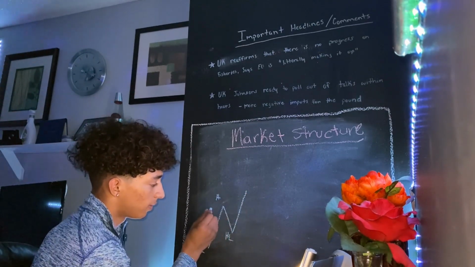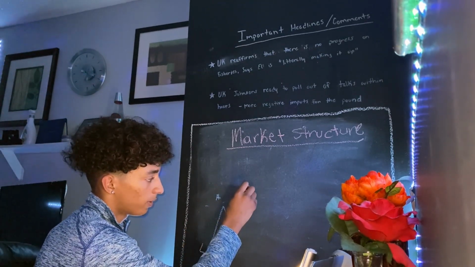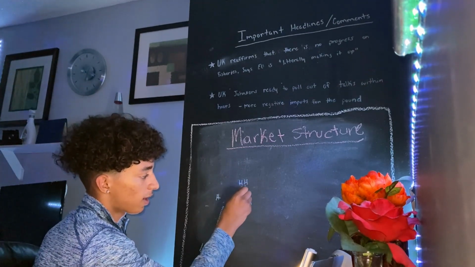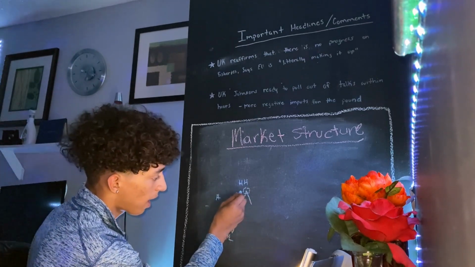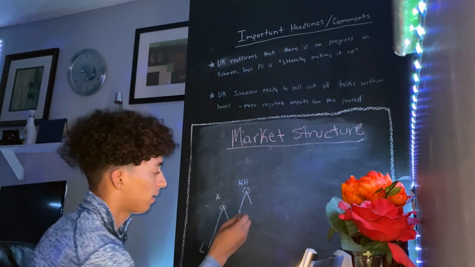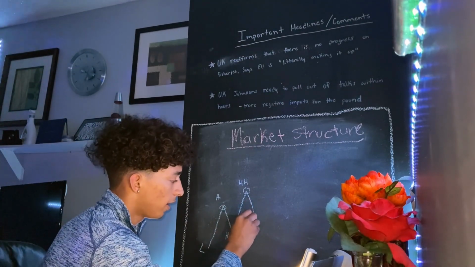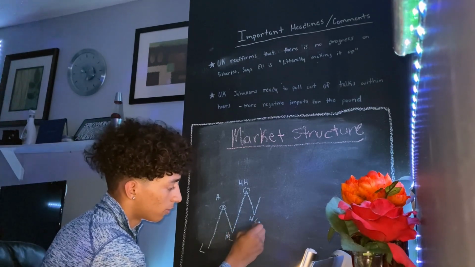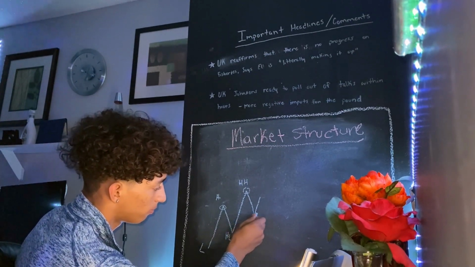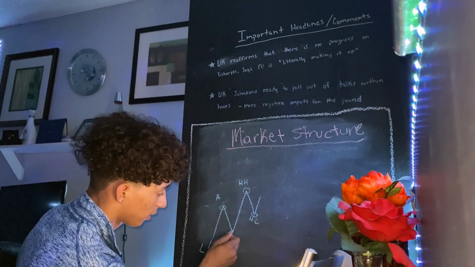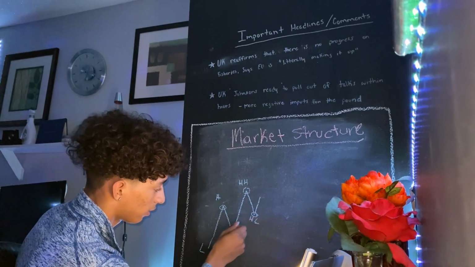Breaks above the high to create a what? A higher high, because this high is higher than the previous high. So it's a higher high. And then price comes back down here and creates a what? A higher low, right? And this is a higher low because this low right here is higher than the previous low. So it's a higher low.